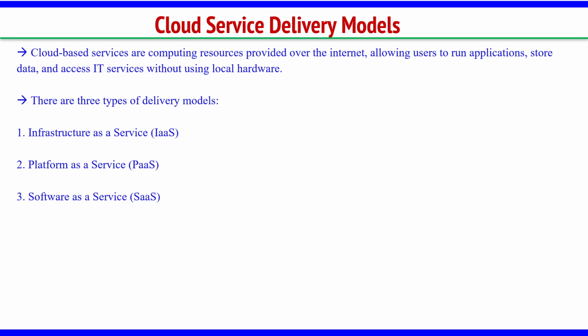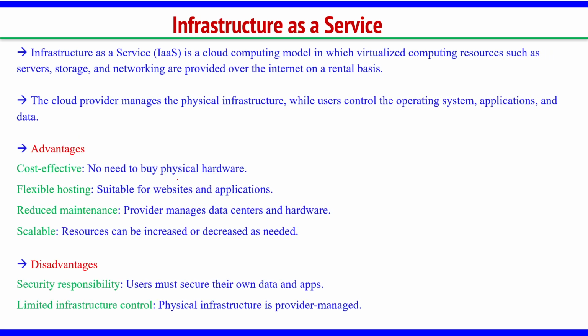Let's understand what infrastructure as a service is. It's a cloud computing model in which virtualized computing resources such as server, storage, and networking are provided over the internet on a rental basis. All the infrastructure such as RAM, network, and storage is provided for rent. It means you want only infrastructure. OS you will install, software you will install, everything you will do. You just want the infrastructure. If you want that kind of service, that also is provided by the cloud.